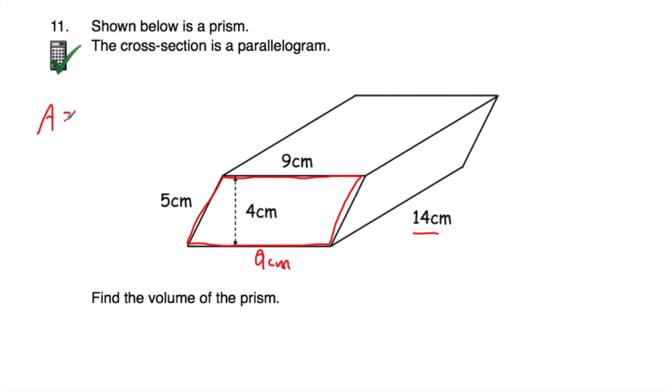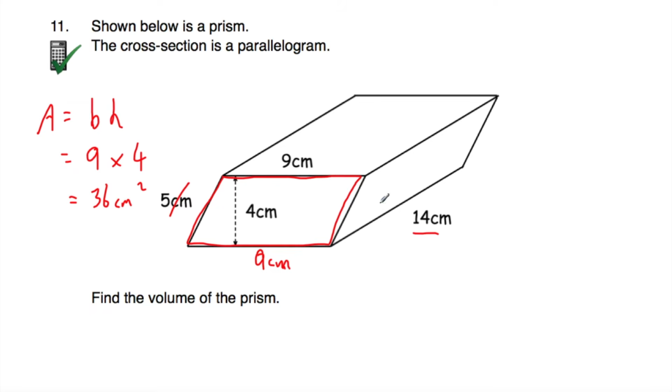So the area of the parallelogram will be the base times the height. The base of the parallelogram is 9, multiplied by the height of the parallelogram, which is the distance between the two parallel sides, which is 4. And 9 times 4 is 36 centimeters squared. And we don't need to use that 5 centimeters, okay? So that's it, we just do 9 times 4. So that's the area of the parallelogram, 36 centimeters squared.